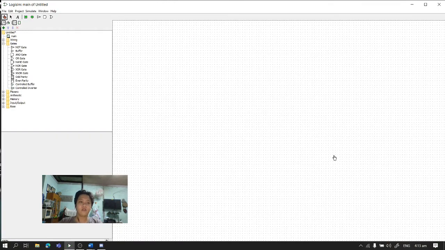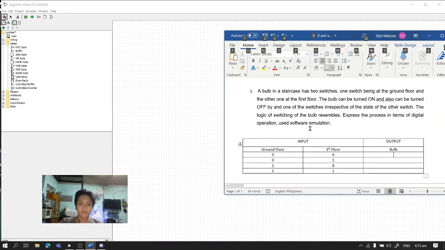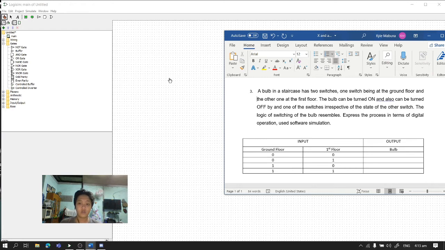For the next one, number 3, the last problem in Experiment 8. A bulb in a staircase has two switches, one switch at the ground floor and the other at the first floor. The bulb can be turned on and also turned off by one of the switches irrespective of the state of the other switch. Express the process in terms of digital operation using software simulation.